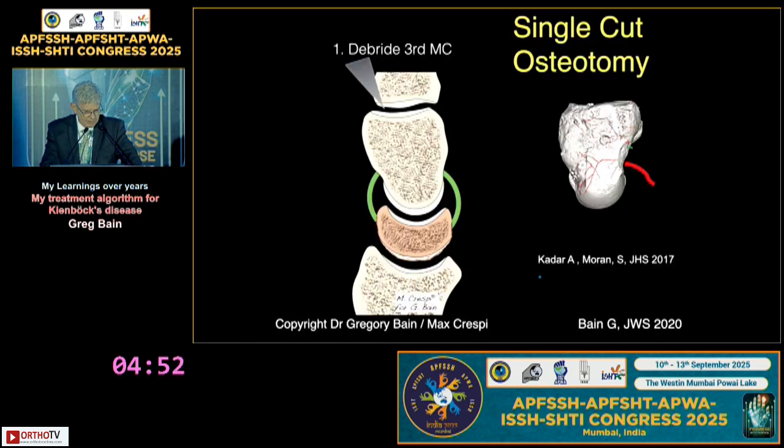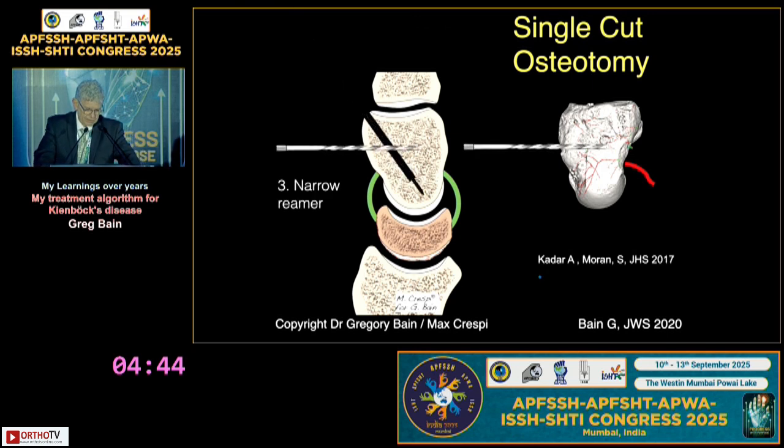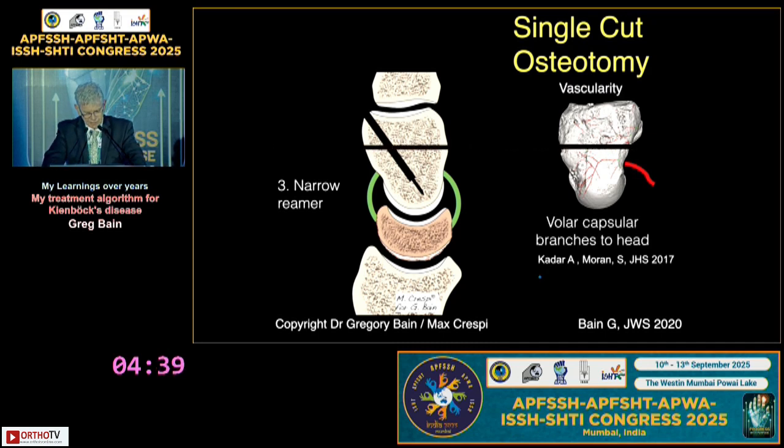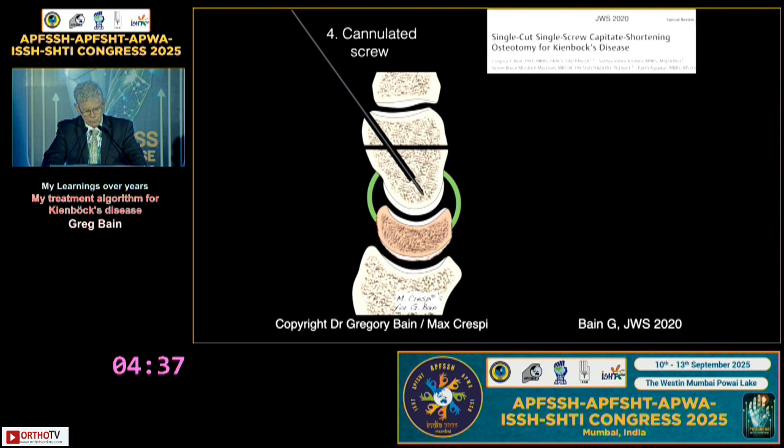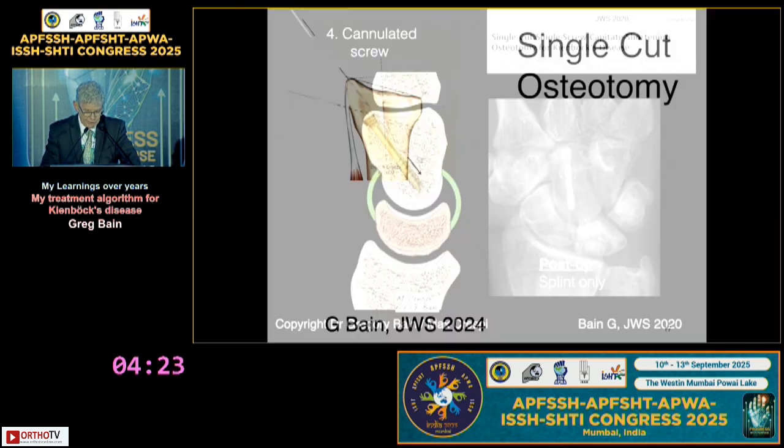So the way that we do a capitate shortening, we'll often take a small part of the base of the third metacarpal, we put a cannulated drill down, we perform an osteotomy with an oscillating saw or a side-cutting reamer at the level of the STT joint, we put the wire back in, and then a cannulated screw. So it's actually an extra-articular procedure. Because it's an extra-articular procedure, it's minimally invasive. With a single cut, the patient only needs a splint and they can get back to activities reasonably quickly.